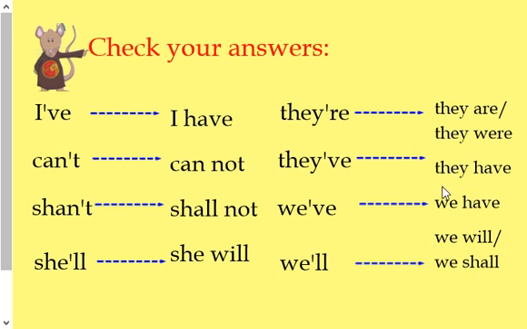They've would be they have. We've would be we have. Okay, omitting the H and the A. And finally, we'll would have been we will or we shall. I think it's probably more likely that you would use it with we will as the context.